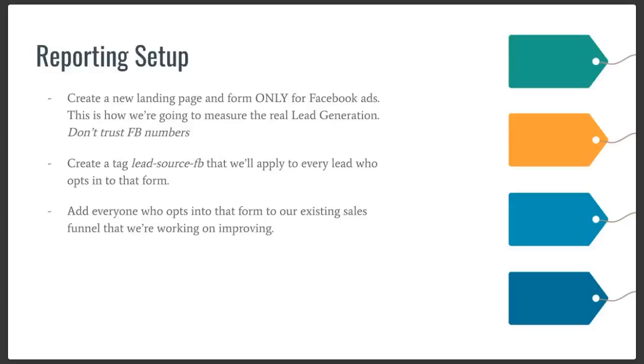All right, so what's going on here? We have a landing page, we have a form, and we have a tag that is applied to everyone from Facebook who comes in. So we have an ad going to the specific page. No one else should ever see this page, so we know that everyone coming through this is Facebook, and then we're sending them through our existing funnel with everyone else. And that's important because we're going to do a comparison in a moment. All right, let's go into this.